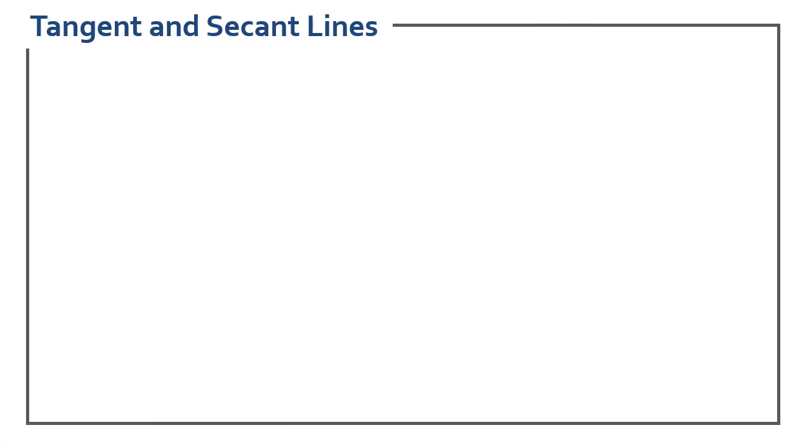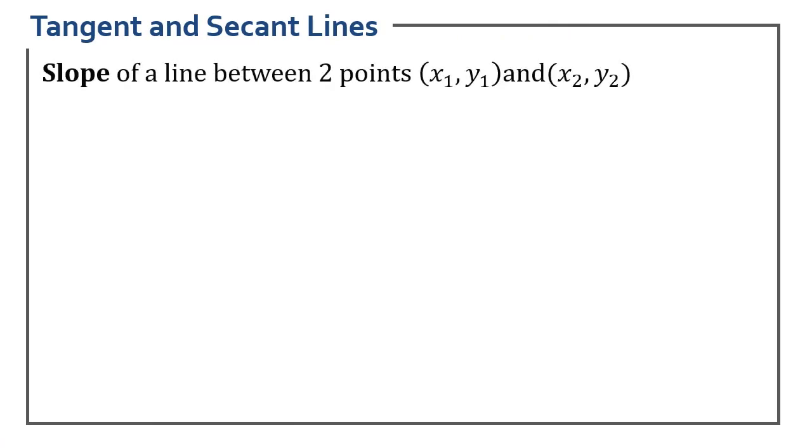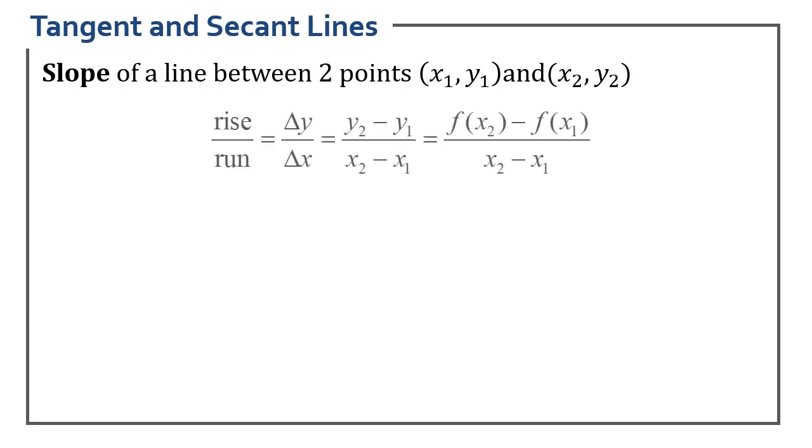Before we delve into that, we need to have some definitions. So let's first recall the slope of a line. The slope of a line between 2 points, x sub 1, y sub 1, and x sub 2, y sub 2, can be defined as follows. The rise over the run, or the change in y over the change in x, so that's what this symbol delta means, the change. Algebraically, y sub 2 minus y sub 1 over x sub 2 minus x sub 1, or we could rewrite that as the function evaluated at x sub 2 minus the function evaluated at x sub 1, all over x sub 2 minus x sub 1.